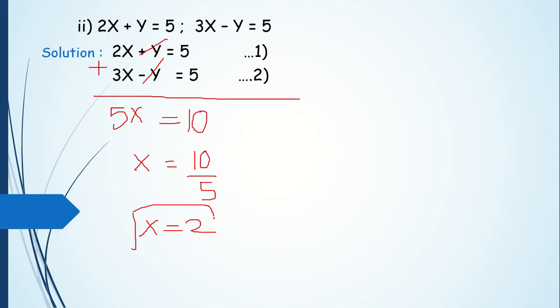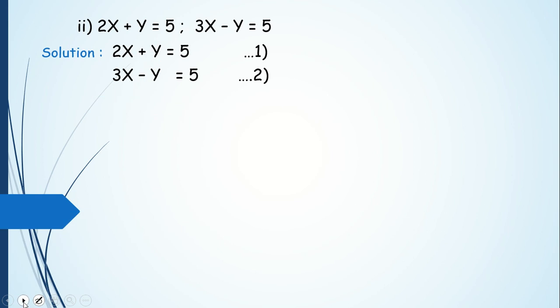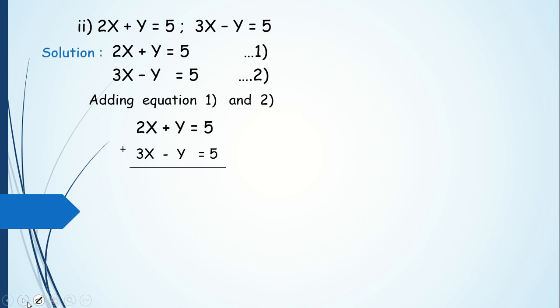Now substituting this value of x is equal to 2 in any of the two equations, we will get the value of y. So see, adding equations 1 and 2, y gets cancelled. 2x plus 3x is 5x. 5 plus 5 is 10. This 5x, 5 is multiplied with x. It goes that side, it will become division. Therefore, we get x is equal to 2.